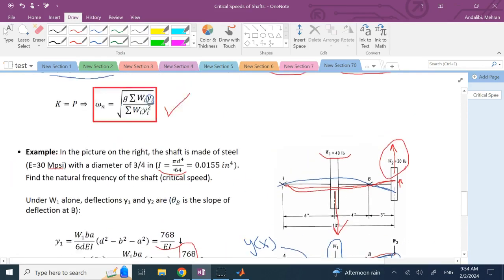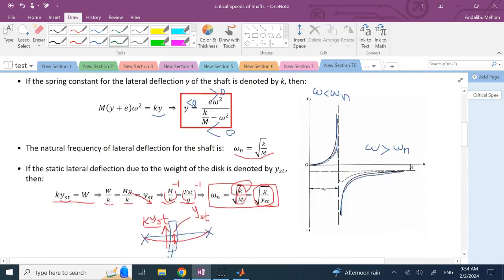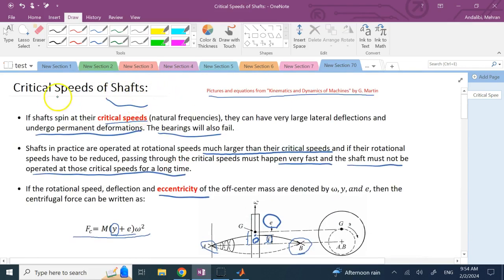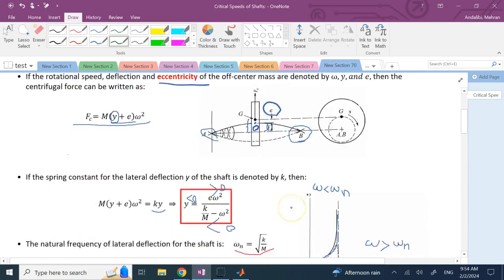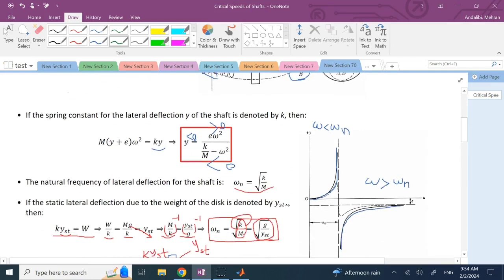So hopefully I could introduce you to the basic idea that each shaft has a critical speed. You need to calculate it, and you need to avoid it when operating.